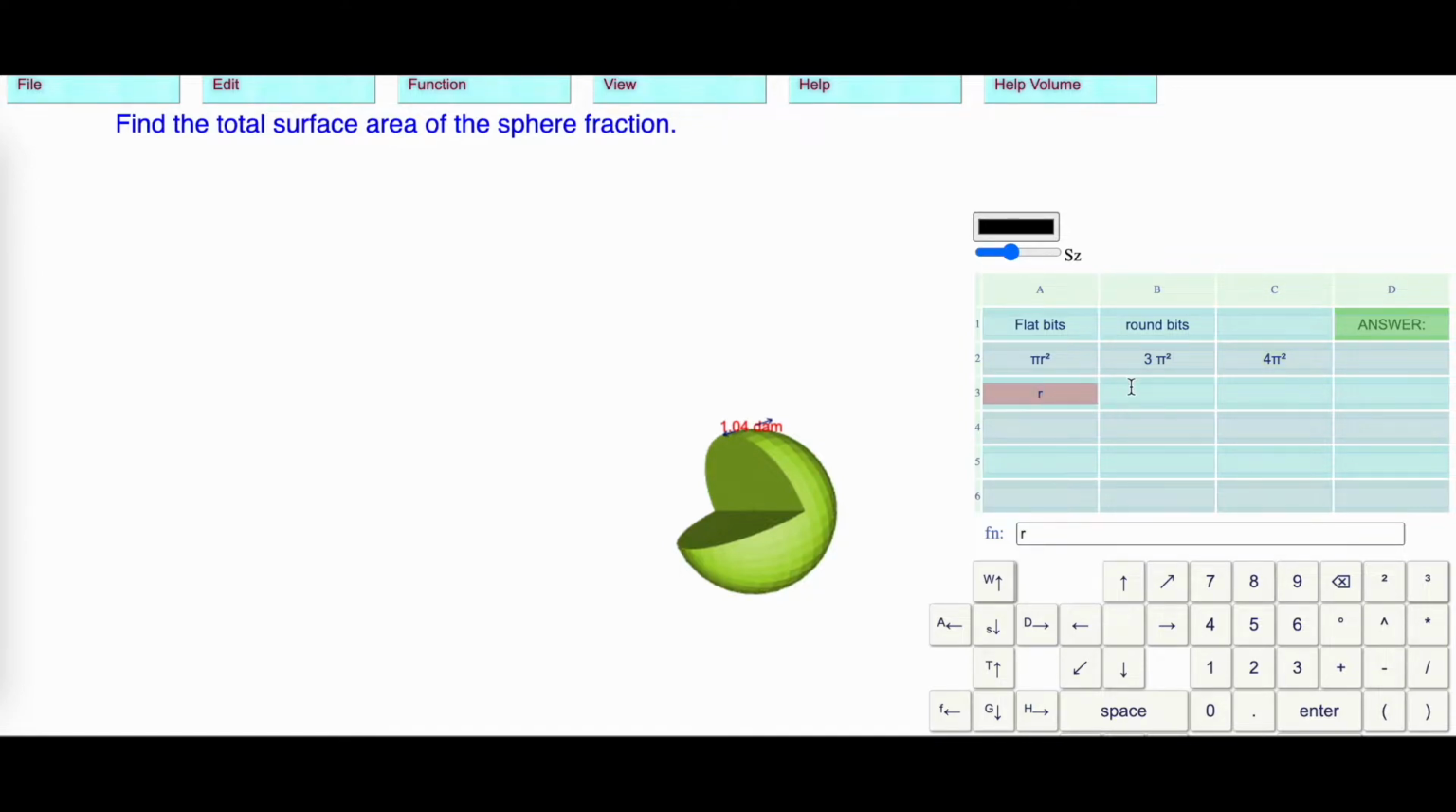The radius is 1.04. 4 pi r squared is 4 times pi times the radius to the power of 2. You get 13.591788, it goes on for a while. Decameters squared, because it's area.